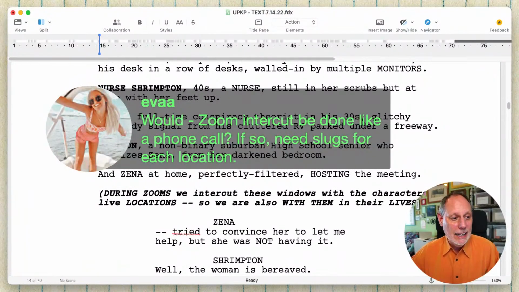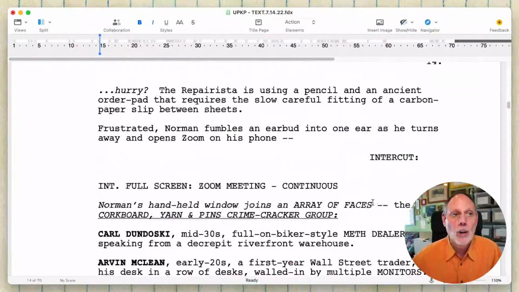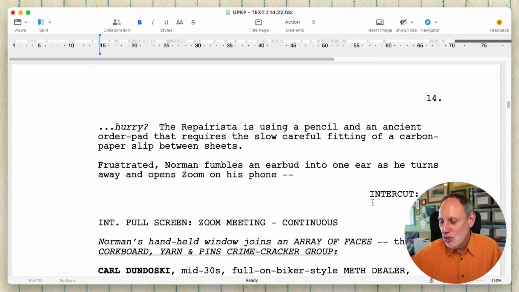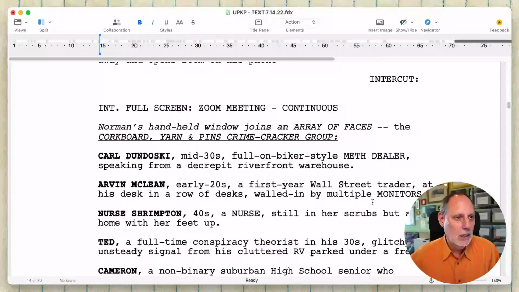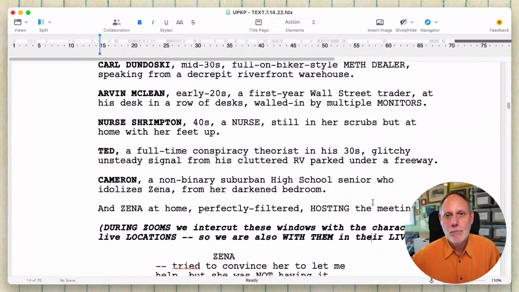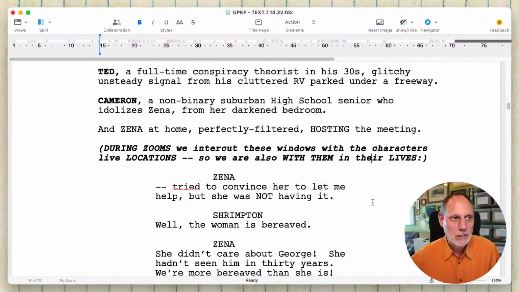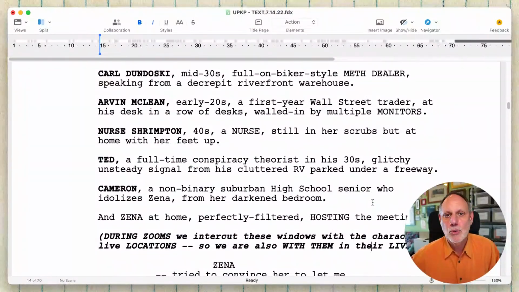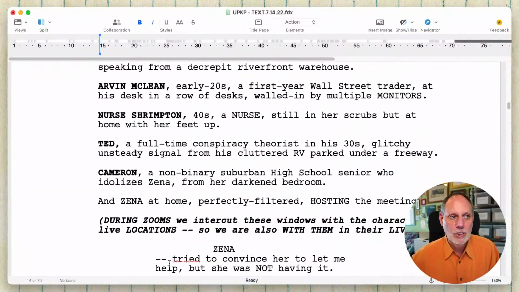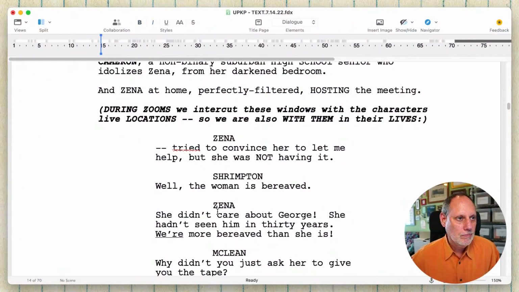So the answer is actually, Eva, you are right. That should have slugs in each location, but because this is just a first draft, hey, read my script, I don't want to waste time on that. Sometimes you don't worry too much about the realities of production because we're not in production yet. So that's it. I don't want to stop the read to put half a dozen slug lines in. Okay.